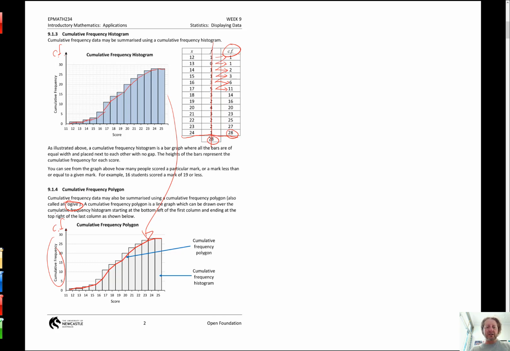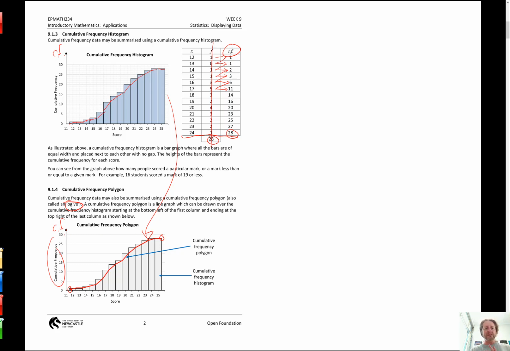Also note there's no trick at the end of the polygon. I don't have to take it down to the end down here. There's nothing like that for the cumulative. It starts on the axis and it finishes up at the top number. I can see how many bits of data are here. It finished at 28. That's exactly what happened.